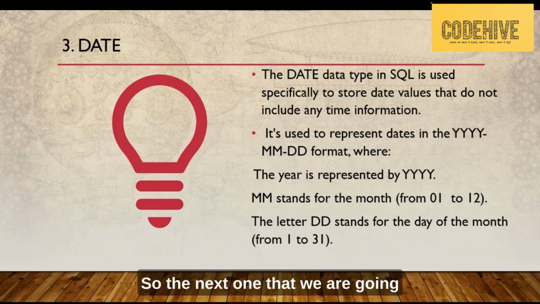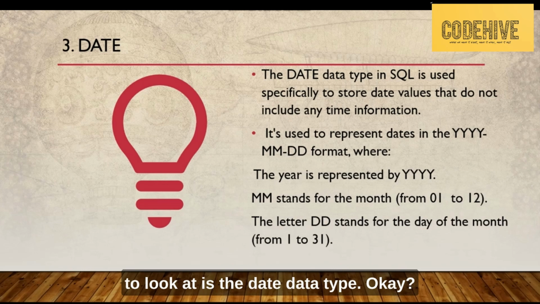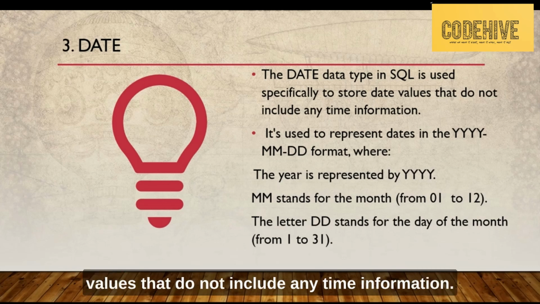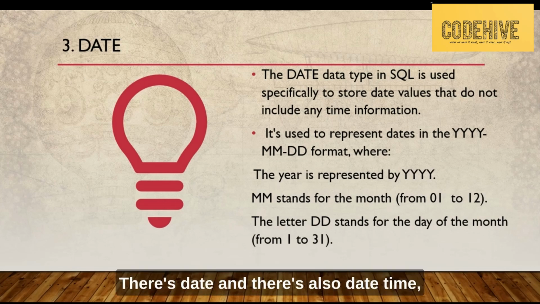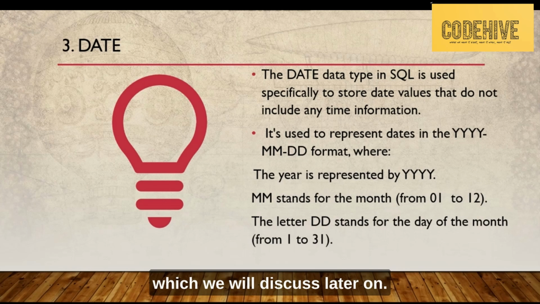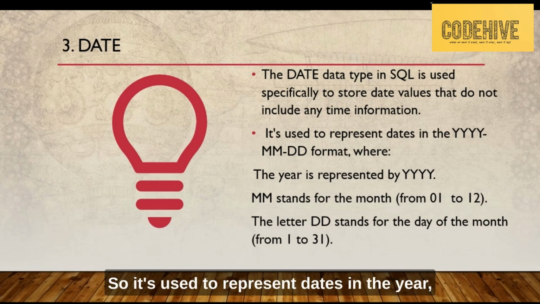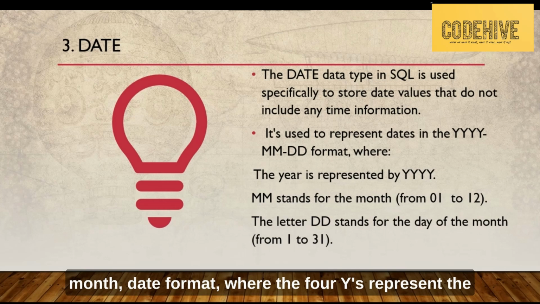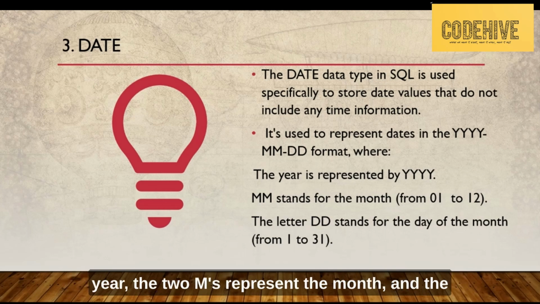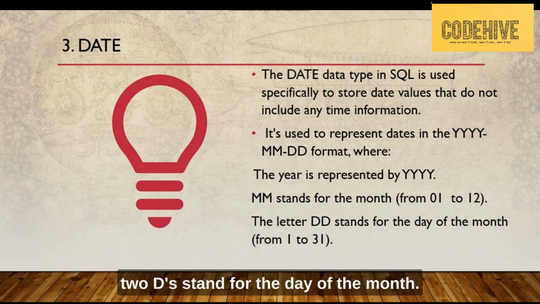The next one that we are going to look at is the date data type. It is used specifically to store date values that do not include any time information. Be careful, there's date and there's also datetime, which we will discuss later on. In this case, it is just used to store date values. It represents dates in the year, month, day format, where the four Y's represent the year, the two M's represent the month, and the two D's stand for the day of the month.